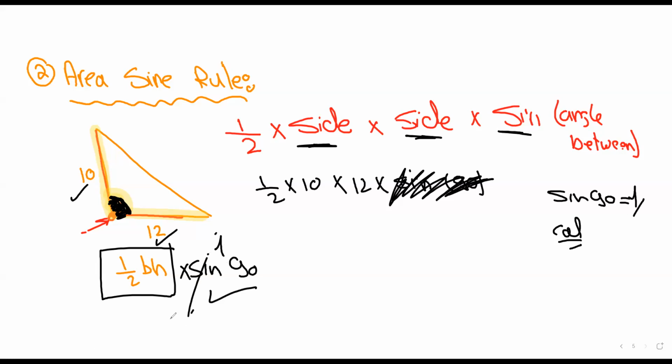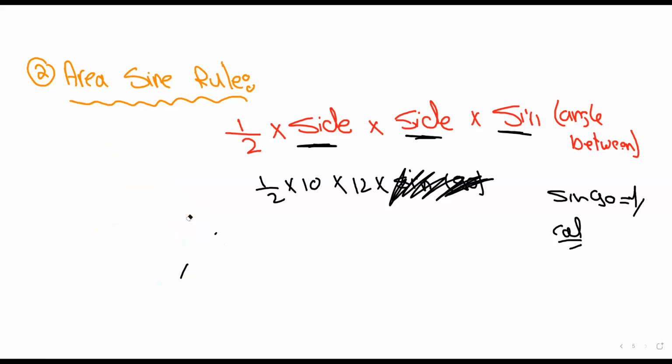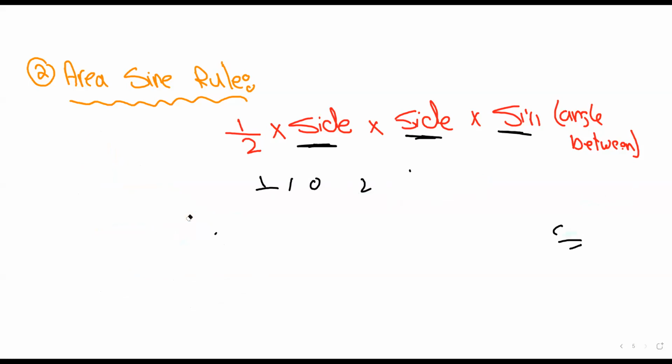That's why the shortcut of the right angle triangle area is half base height. Yes, so what do you want? I want the area of any triangle in the world. The area of any triangle in the world is half times side times another side times sine the angle in between them. The angle in between.